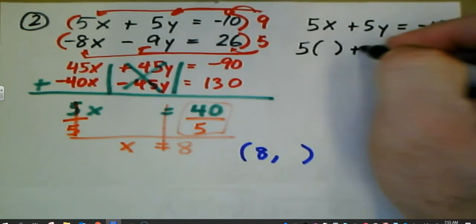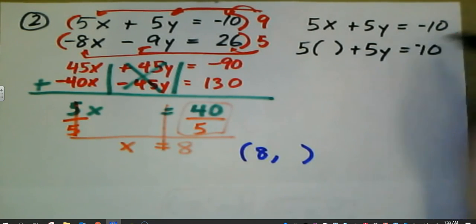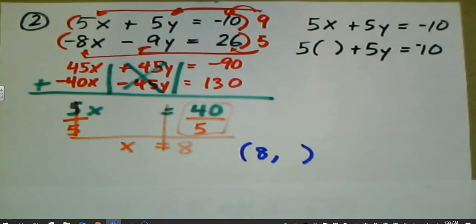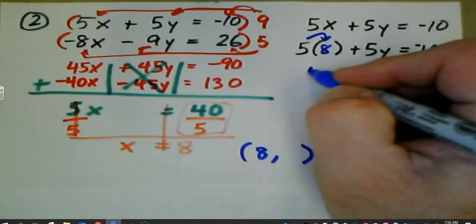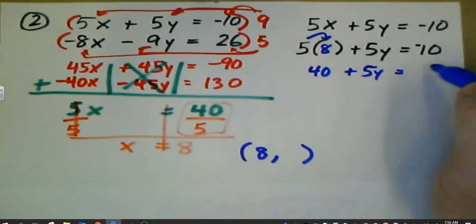Yep, so that's called substitution. We're going to put the 8 there. And then we distribute. 5 times 8, 40. Rewrite everything else.